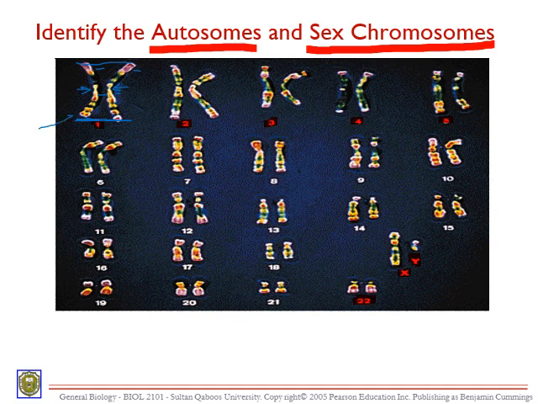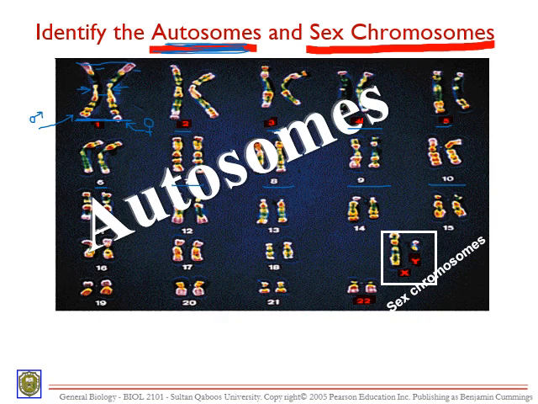We inherited one from the father and the other one from the mother. And the same applies for number 2, 3, 4, 5, 6, 7, 8, 9, 10, etc., until you reach the end. So the question says, where are the autosomes in this picture? The autosomes are all of these from number 1 to number 22. These are autosomes. What are autosomes? They are all the chromosomes other than the sex chromosomes.